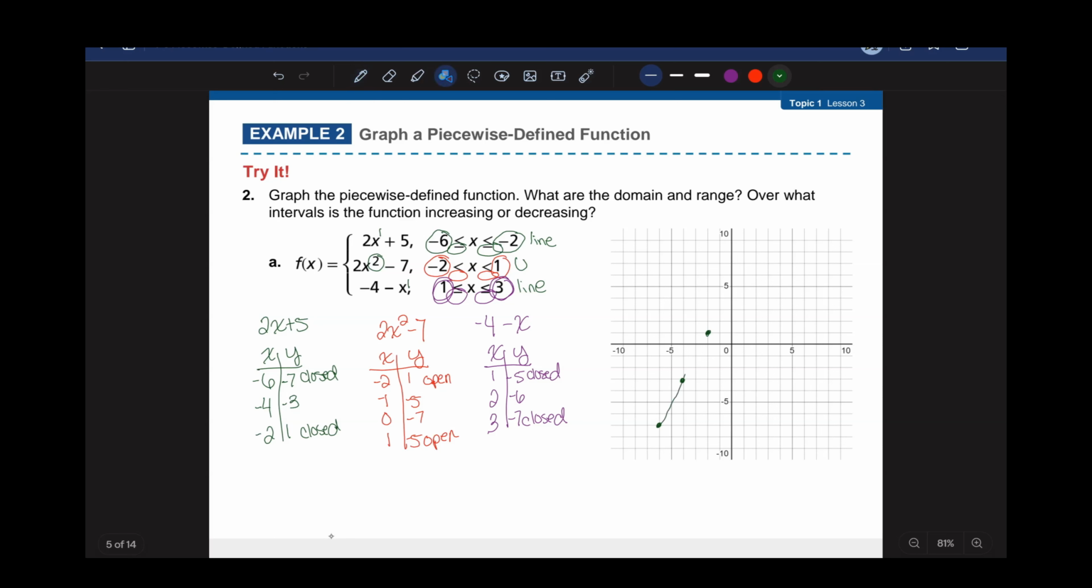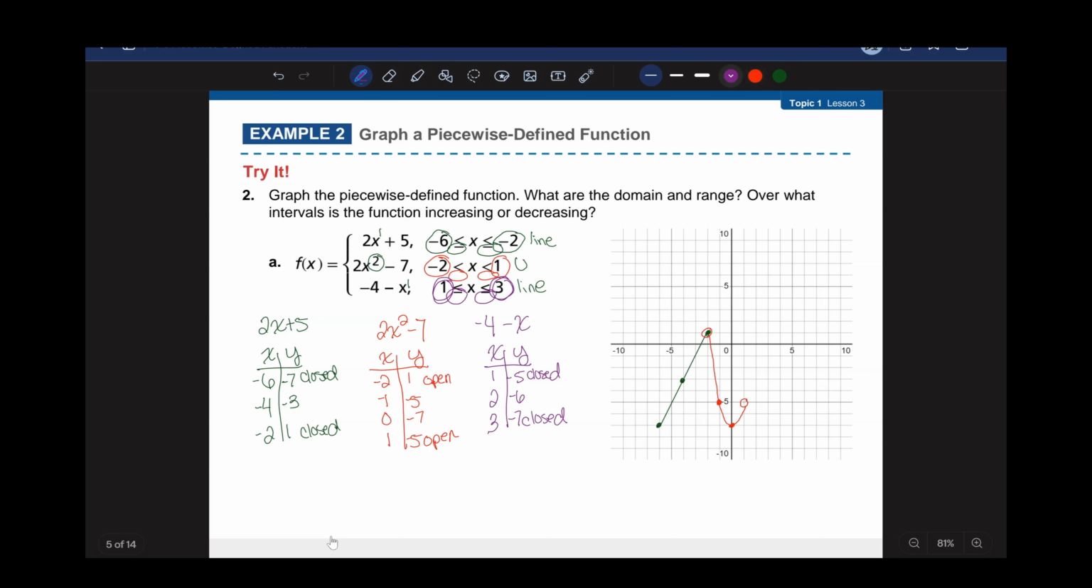And then we connect those dots. Then we have an open circle at -2, 1. That's overlapping, so I'm just going to put an open circle around it. Another point at -1, -5, 0, -7, and 1, -5. But that is open as well. Draw that one in.